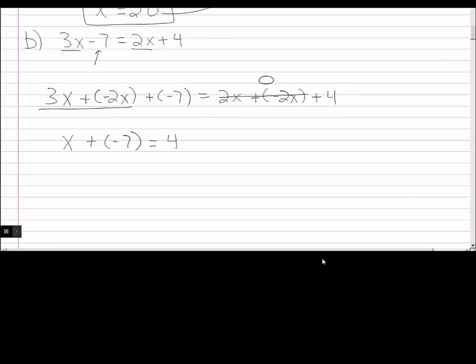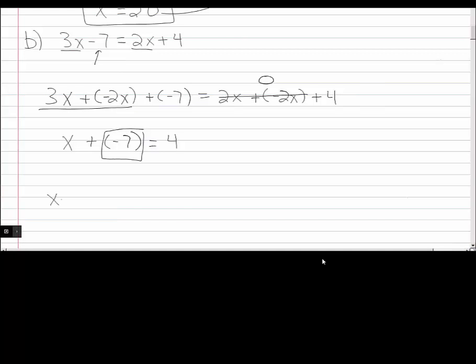Now, what we want to do next, remember, we want to get the x variable by itself. And we have this negative 7 that's being added to x. So remember the additive inverse property, right? You add a number and its opposite, and you get 0. So to get rid of negative 7 from the left side of the equation, we're going to add the opposite of negative 7 to the left side of the equation.